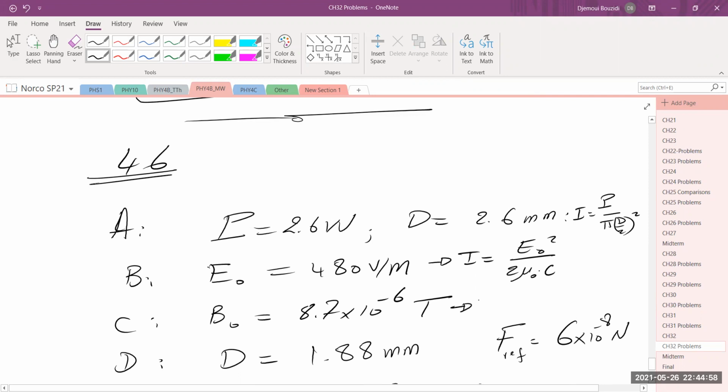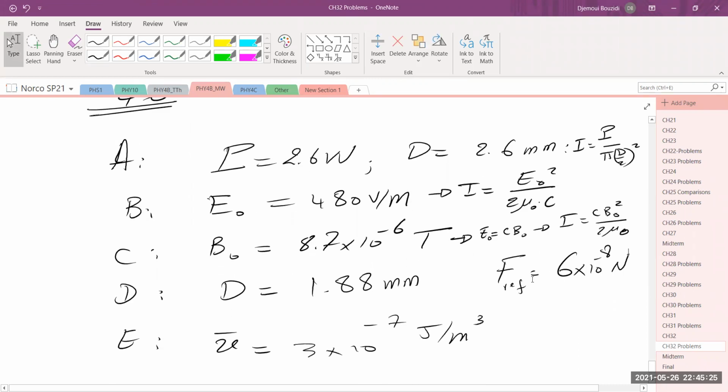Here, they give me B. Well, I can find E naught by multiplying it by C. So E naught is C B naught. So I'm going to square this, C squared, and C cancels. So I is going to be C B naught squared over 2 mu naught. So it's the same expression, because B naught and E naught are related through C. So now I have an I in here, an I in here, and an I in here. So we need to find this I now.